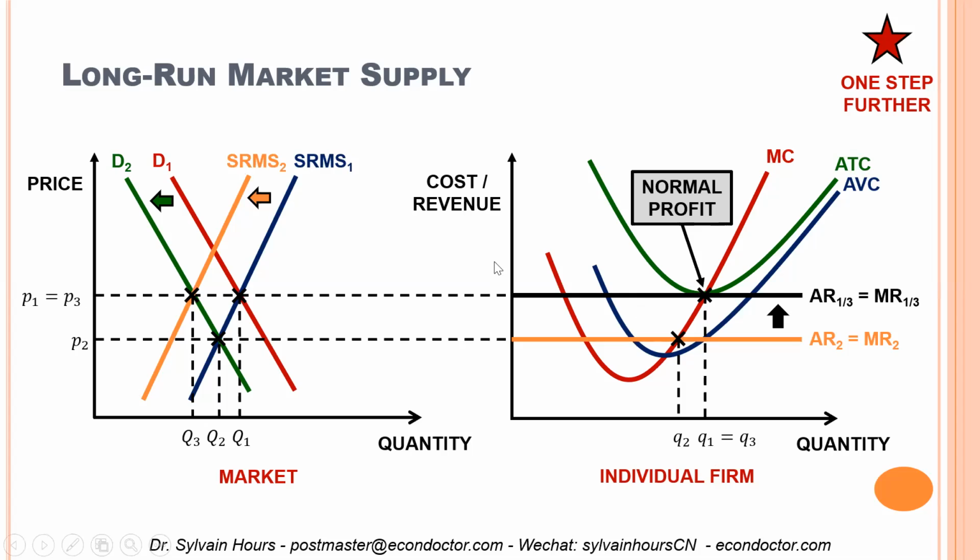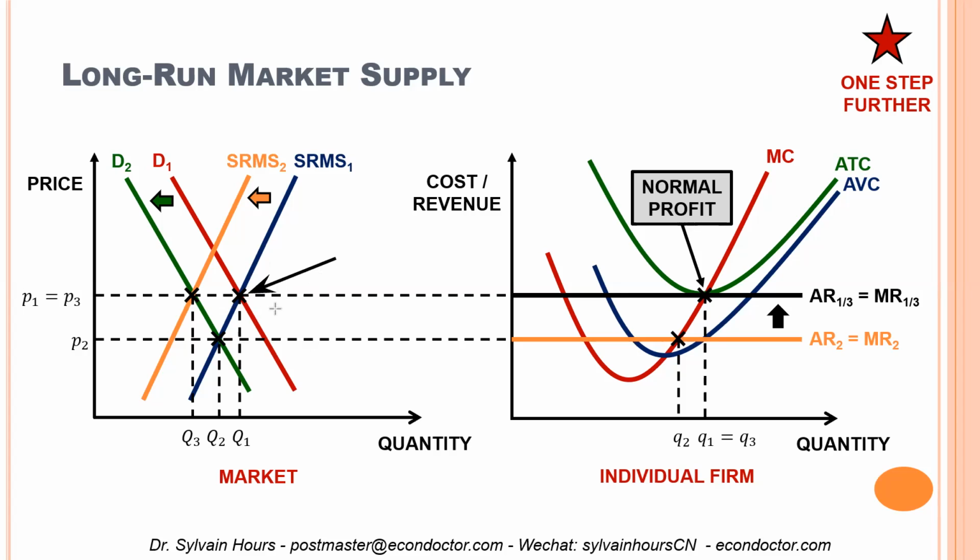So you see that in this process, what happens in the market, we have moved from one equilibrium to the other. So I'm trying to identify, okay, we start from here. This is our initial equilibrium. Sorry, this is a long-run equilibrium because this is our starting point. This is our long-run equilibrium where all firms make normal profit.